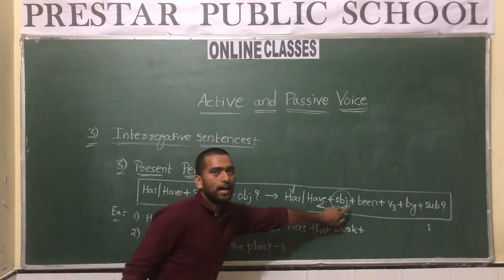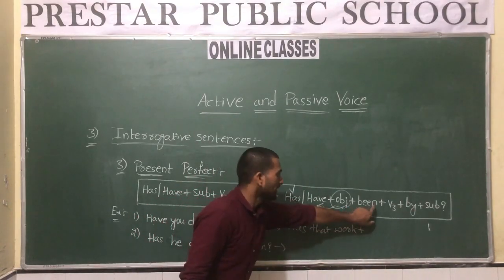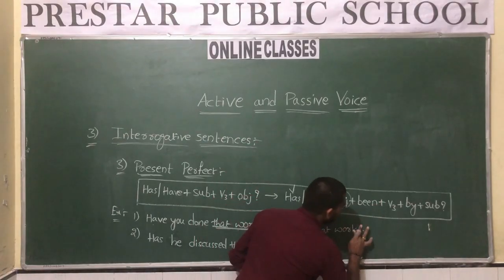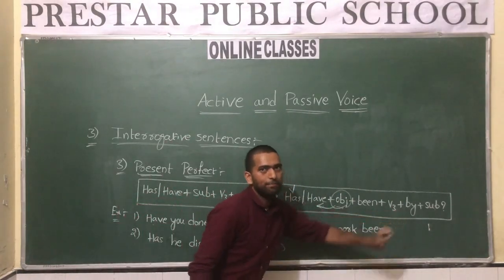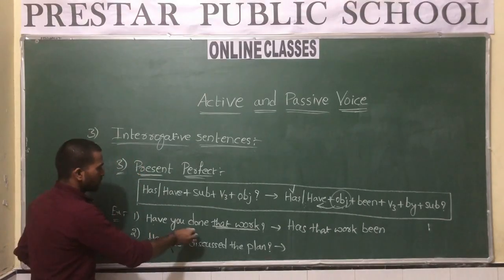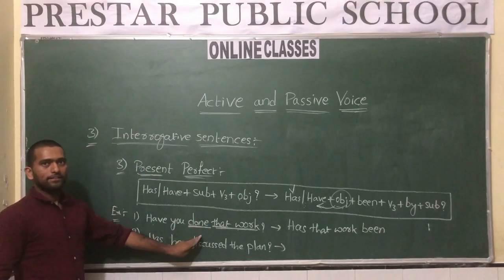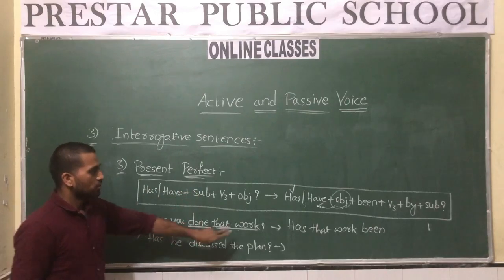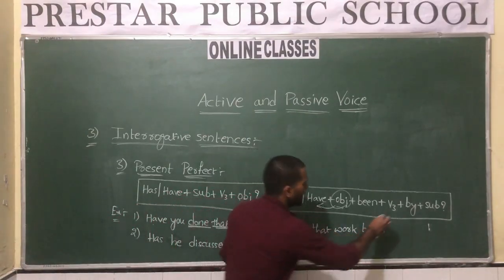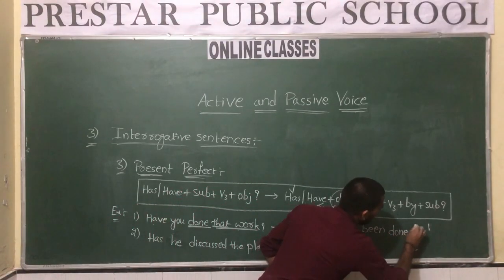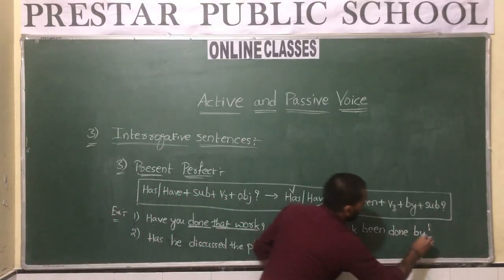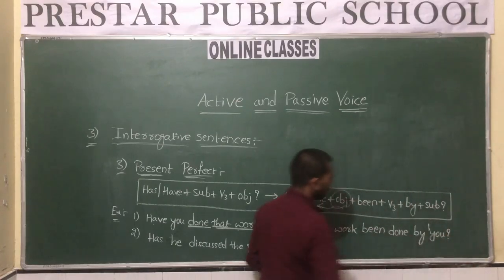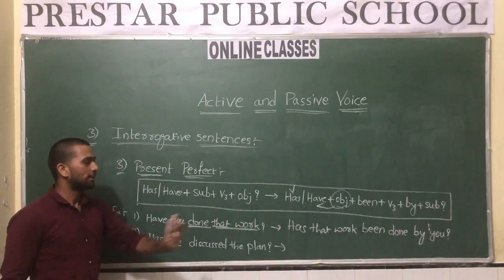and after the object it should be followed by been while converting into passive voice. Has that work been, and with that, we always use the past participle in passive voice. This is very important. Here the past participle is already given in present perfect, done. So has that work been done by, what is the subject? You. So you, question mark. Has that work been done by you?